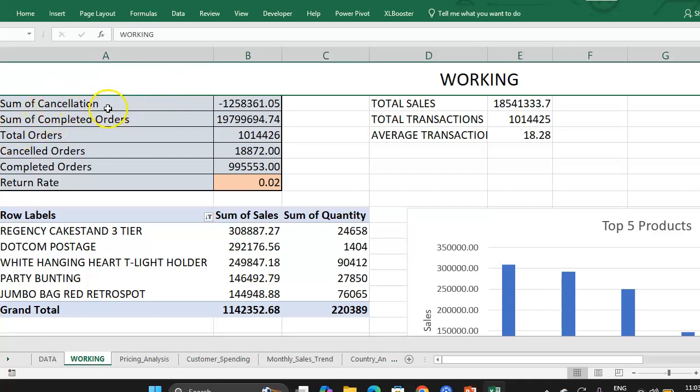These are sum of cancellation, sum of completed order, total order, cancelled order, completed order. So these are the table I have made. Now business can use this information to reduce cancellation and improve customer satisfaction.